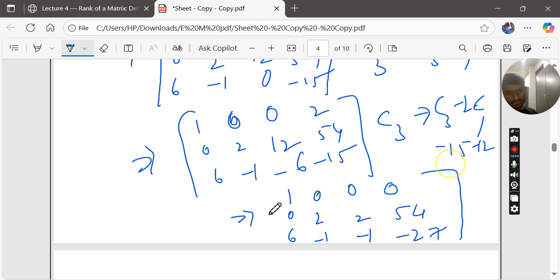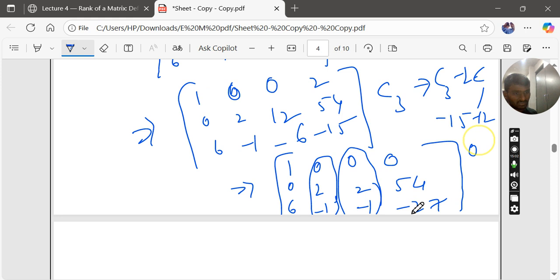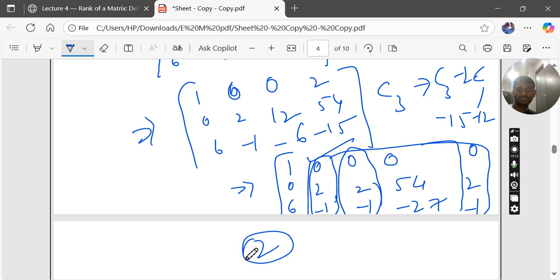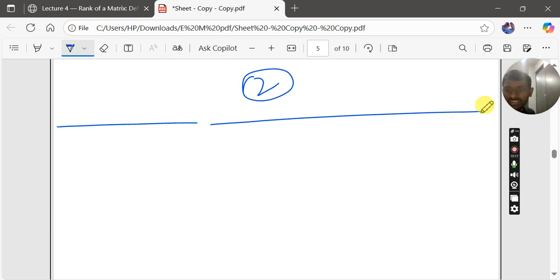Okay, now you can observe here when divisible by 27, we get 0, 2, minus 1. So the three rows are similar. So from these three we can keep one. So the rank will be 2. Okay, like this you can calculate the rank of a matrix. So we will see some more examples also.